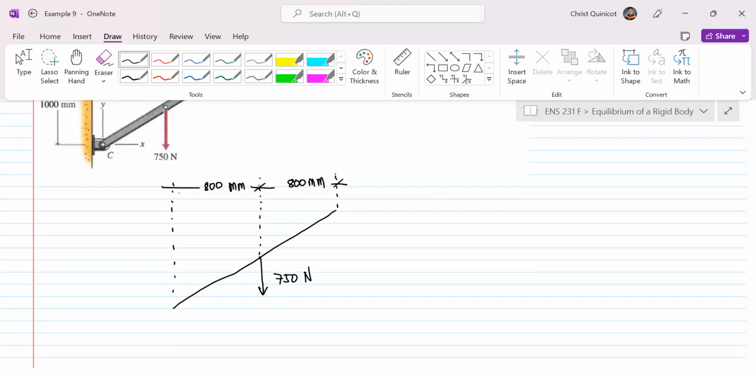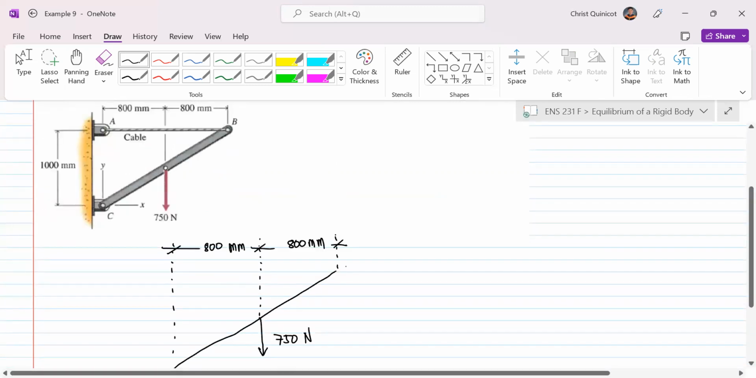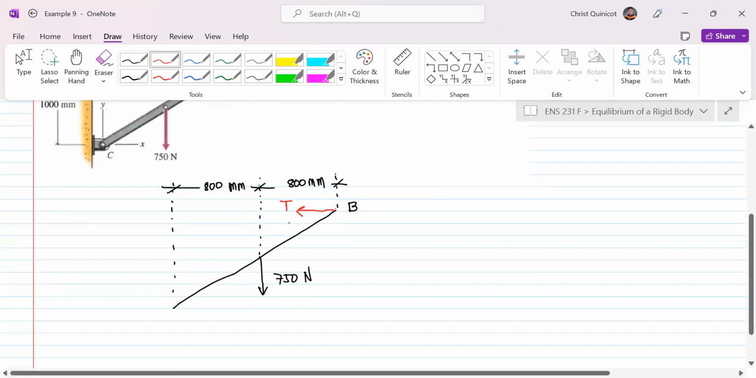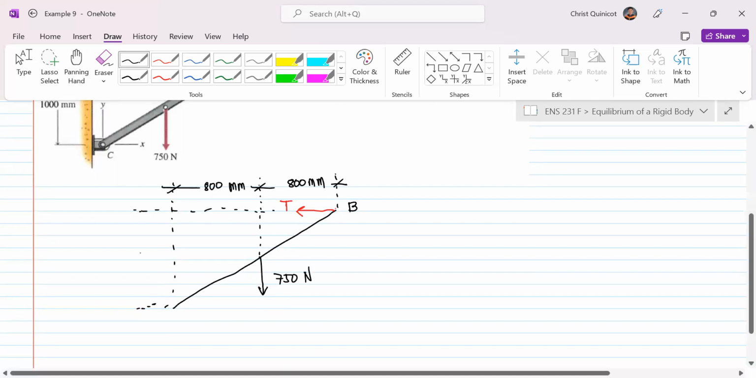And then our tension is always outward. So this is point B, and this is our tension. And the distance is 1,000 mm.